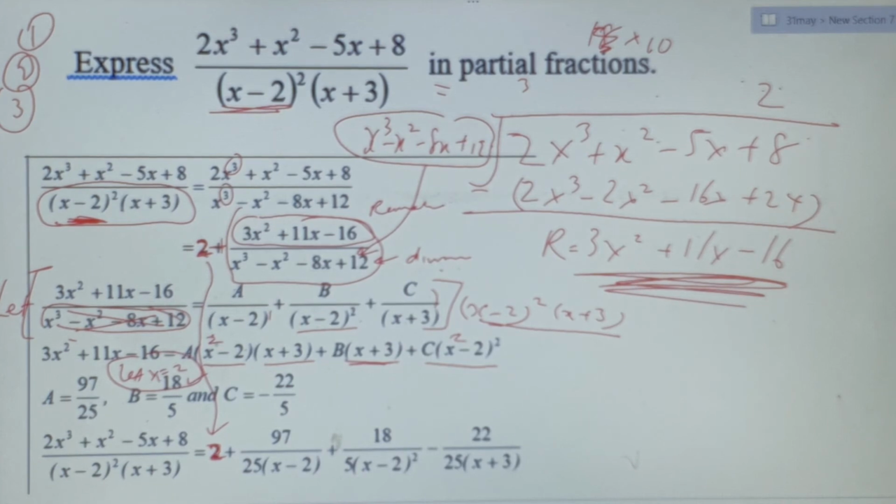Alright? Then when you let x equals 3, what will happen? Let x equals minus 3. Minus 3. Minus 3. This will disappear. This will disappear. This will not disappear. It becomes 25 something something. Okay, then you will be able to get a certain answer here. Alright? So this is when you let x equals to minus 3.